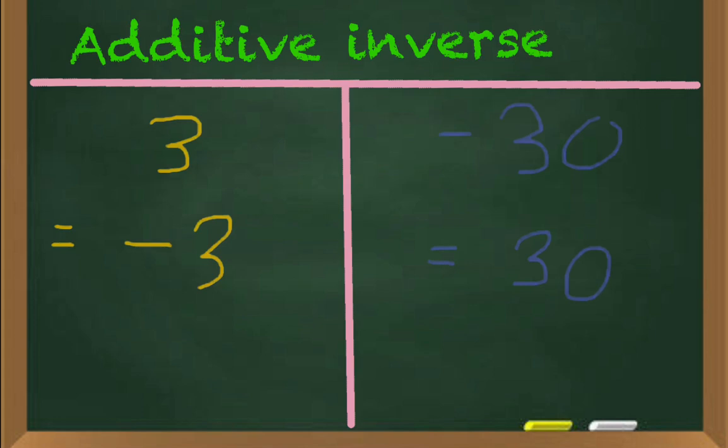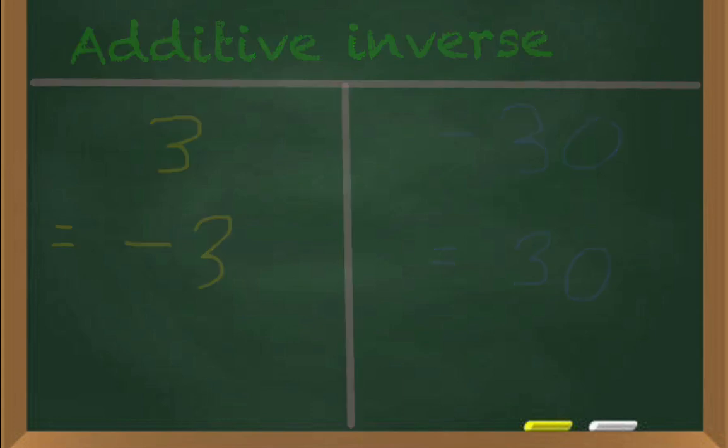You can also remember through one method I use, like inverse means ulta. So in short 3 का उल्टा minus 3 होगा और minus 30 का उल्टा 30 होगा. So I hope you understood the additive inverse.